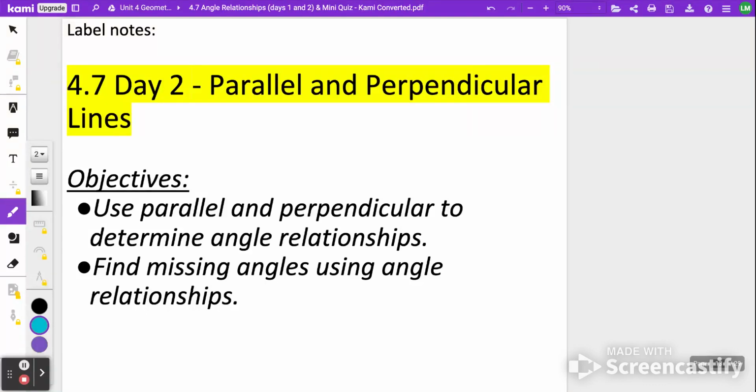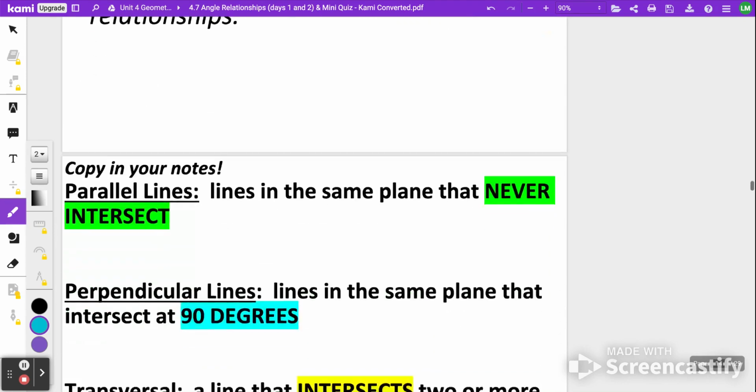Today we're going to be looking at Lesson 4.7, Day 2, still angle relationships, but our main focus is parallel lines and perpendicular lines, and we're going to be able to figure out missing angles and determine their relationships.